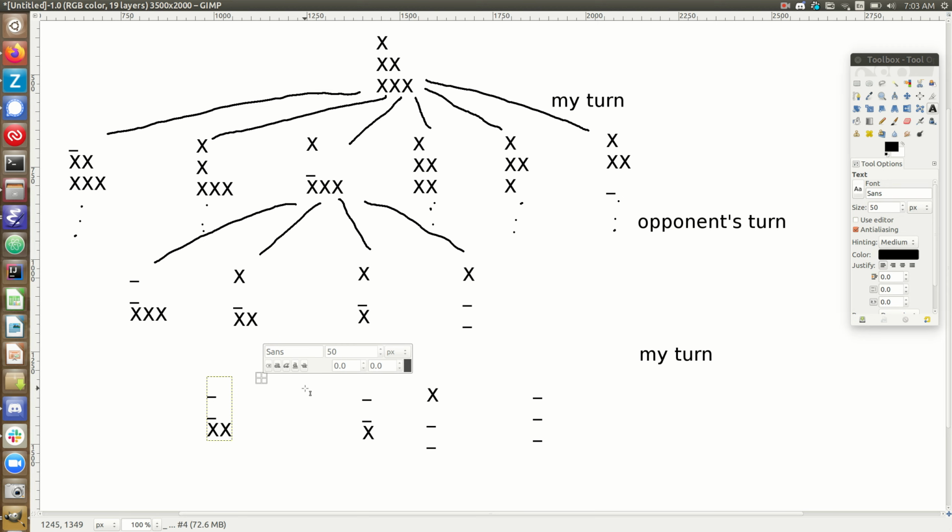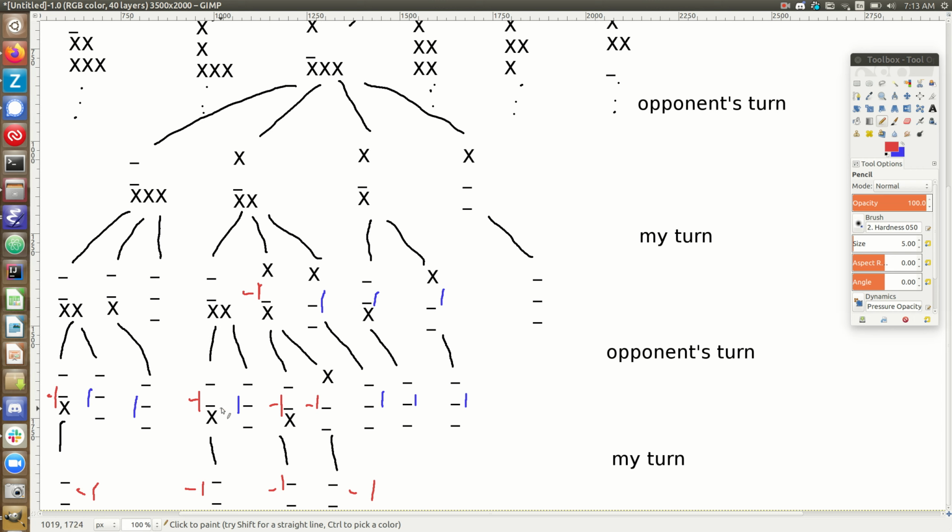I have a similar situation over here. Even though there's a possible win, my opponent won't choose to take both pieces and automatically lose there. My opponent will hopefully, if they're smart, see that there is a way that they can make me take the last piece, and therefore I'm going to count this state as a -1 as well.